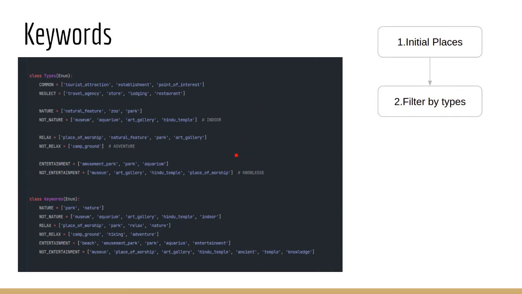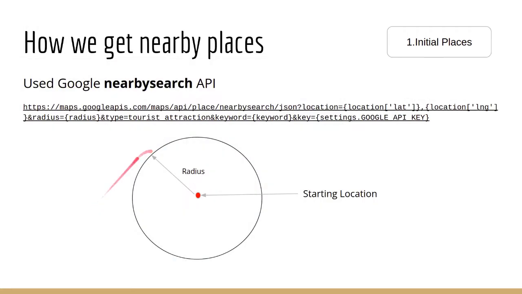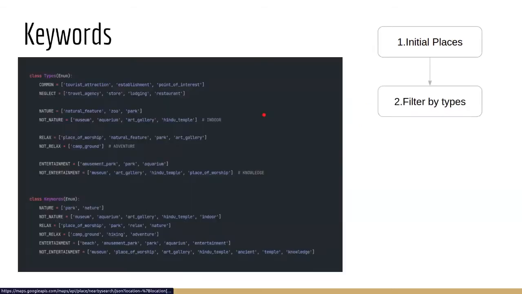And I have to mention something, that here you can see some keywords as well. Based on the user's preferences, if he is a nature lover, these keywords will be used for getting the nearby places. We can put those keywords here, and we are looking through all the keywords and getting a whole bunch of places, and then we are filtering those places.